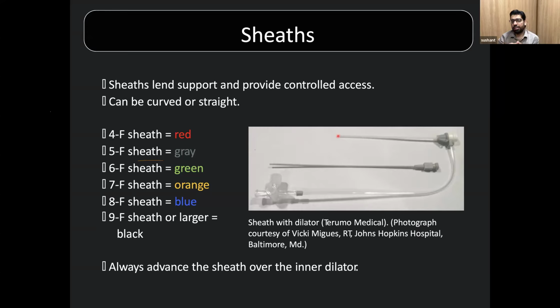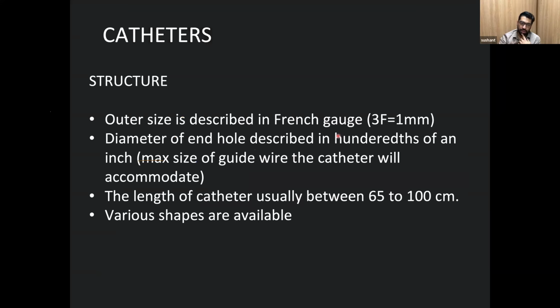And we can have sheaths like 10 French, 12 French, 14 French, 20 French, depending on our size and the requirement. What is our requirement? So we can have sheaths according to that.